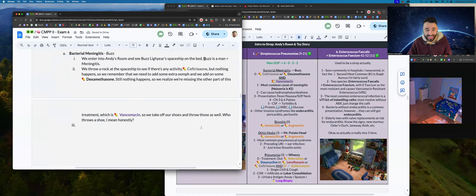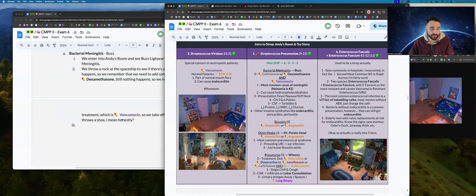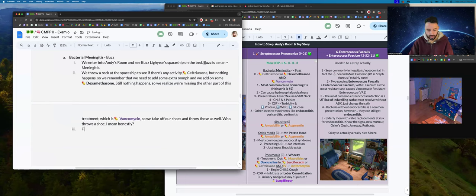Infinitely more memorable than any other way to remember that information. Okay. So finally, Buzz Lightyear emerges from his ship and has a very important announcement.